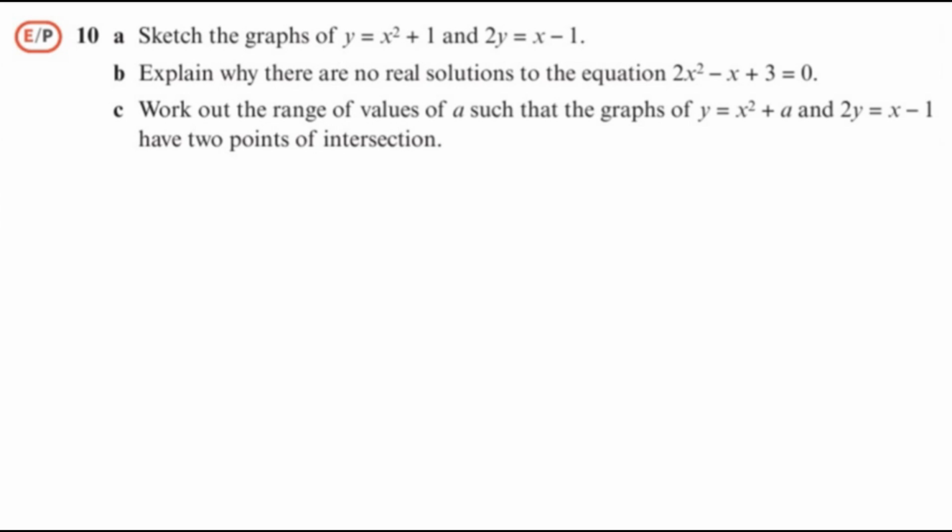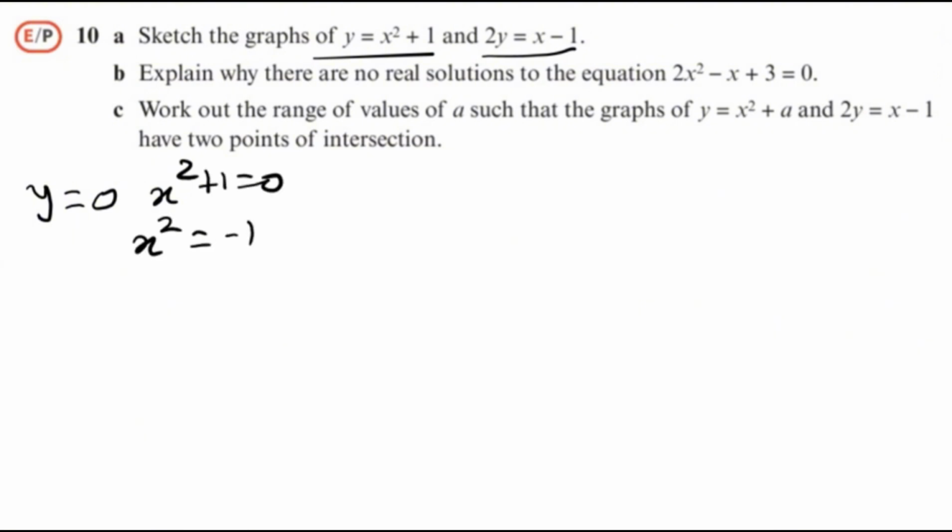Question number 10. Sketch the graphs of y is equal to x squared plus 1 and 2y is equal to x minus 1. For that, first we are finding the coordinates where the graph is intersecting the x and y axes. For that, first I am taking y is equal to 0. So that means x squared plus 1 equal to 0. Now x squared I am getting minus 1. Now we cannot take the square root of minus 1, which means this graph is not intersecting the x-axis. Now substitute x is equal to 0. Then we are getting y is equal to 1. So the y-intercept is 0, 1.